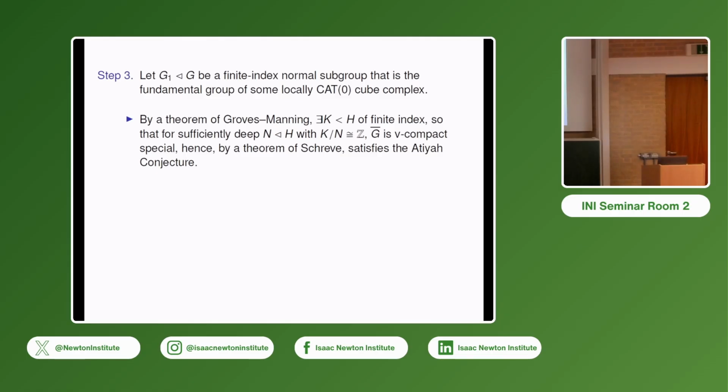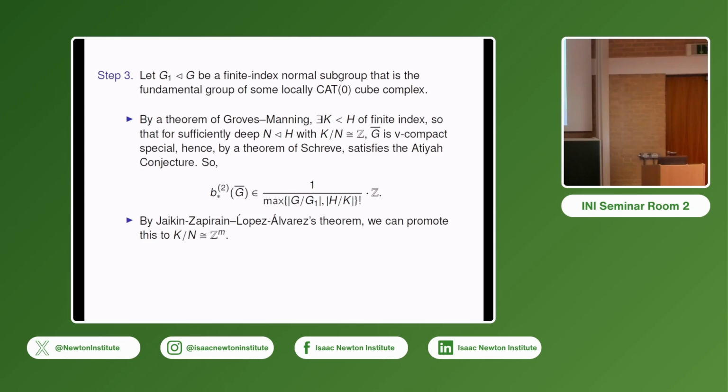In which case, there's a theorem of Schreve that says that whenever you have a virtually compact special group, it satisfies the Atiyah conjecture. So therefore, this Dehn filling quotient, its L2 Betti numbers are in the range we want, because it satisfies the Atiyah conjecture.